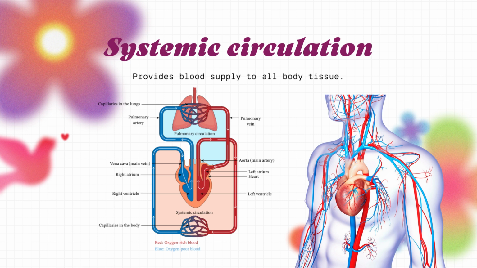The systemic circulation carries oxygenated blood from the left ventricle through the arteries to the capillaries in the body's tissues. From the tissue capillaries, the deoxygenated blood returns through a system of veins to the heart's right atrium.